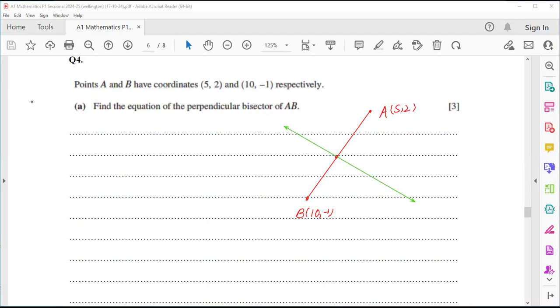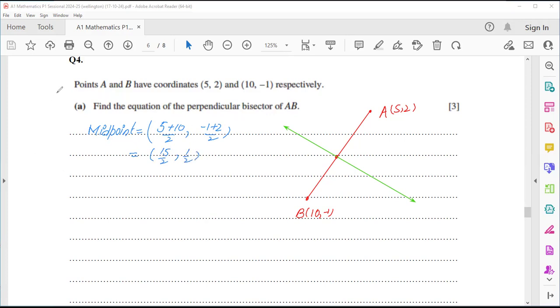To find the equation of the perpendicular bisector, I need two things. The first one is the gradient, and the second one is the midpoint. So first I will find the midpoint. How will I calculate this midpoint? (x1 + x2)/2 and (y1 + y2)/2, that becomes (5 + 10)/2 and (−1 + 2)/2. I will shorten this as 15/2 and 1/2.